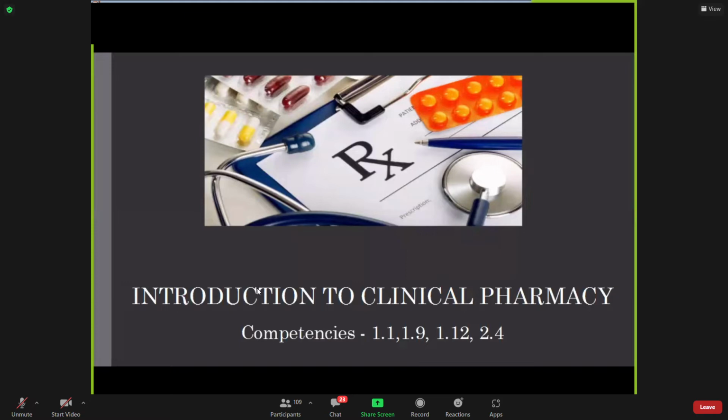So this is the first chapter of clinical pharmacy, that is the introductory section. Here we will cover 4 competencies: 1.1, 1.9, 1.12, and 2.4. Details of the 1.12 competency will be covered in the next practical class, in which you will learn how to calculate the various doses of drugs and some calculatory parameters of drugs.